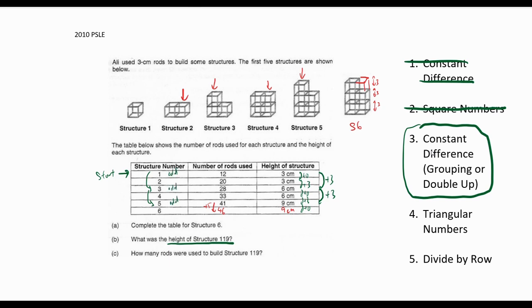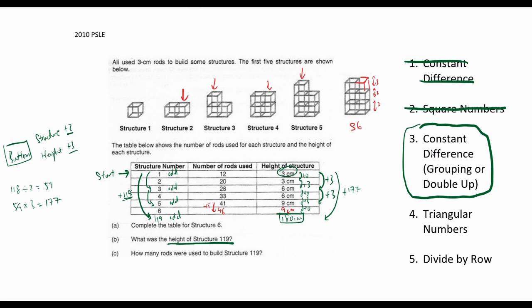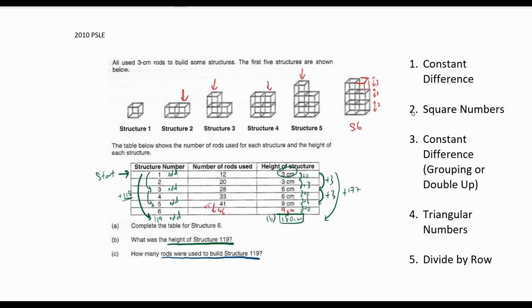So if we keep pressing the button, we eventually get to structure 119. Every time we press the button, we add 2 structures. We need to add 118 structures to get from our starting point to 119, which means we have to press the button 59 times. Every time we press the button, we add 3 cm to the height. So if we press the button 59 times, we add 177 cm to our starting point of 3 cm, making it 180 cm. For part C, we need to find out the number of rods for structure 119.